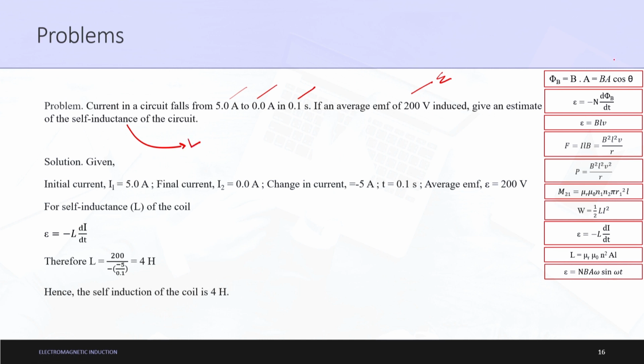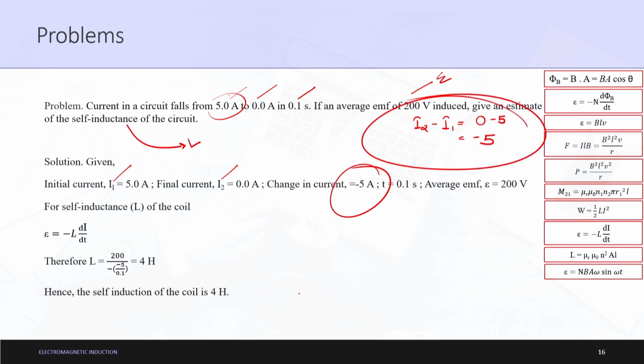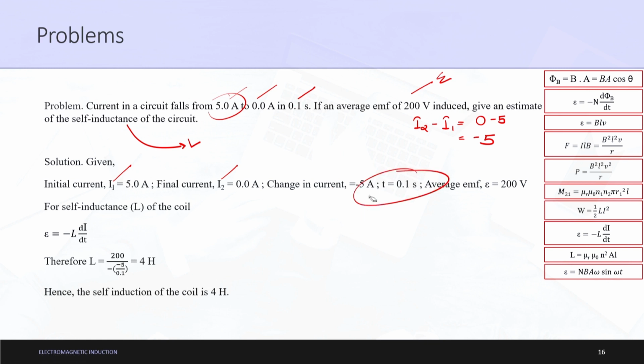Now, moving to the solution here. The initial current was given to you as 5, the final current was given to you as 0 amperes. Therefore, the change in current is final minus initial, that is I2 minus I1, which is 0 minus 5, which is minus 5. I wrote this because you need to understand that the change in current was negative, not positive. So, the change in current is minus 5 amperes, time is given to you as 0.1 seconds, and average EMF epsilon is also given to you.